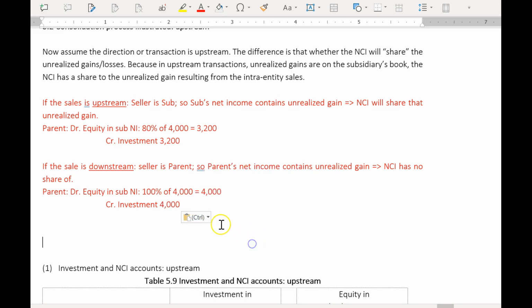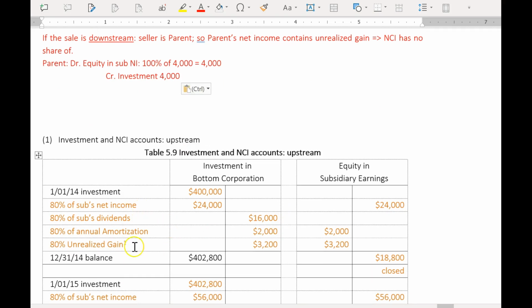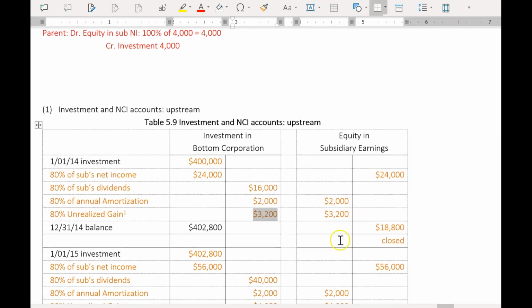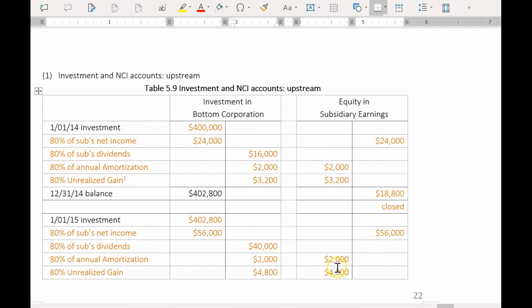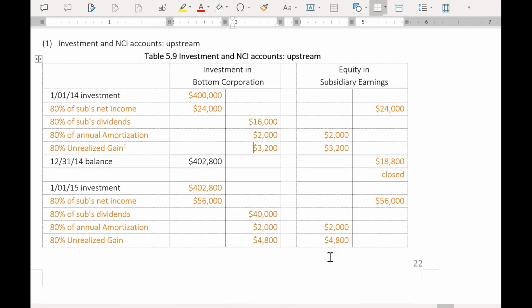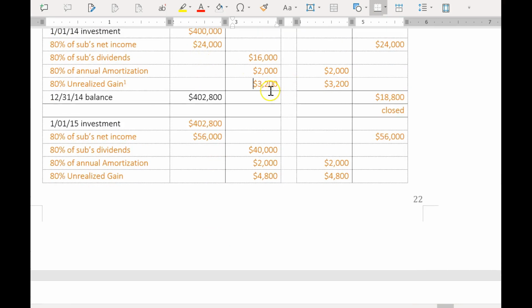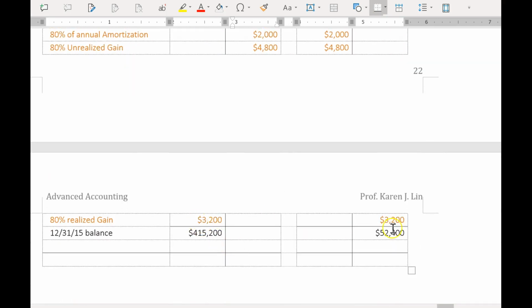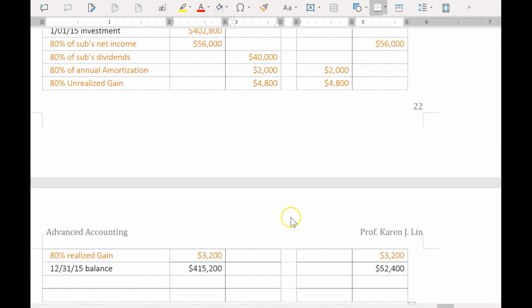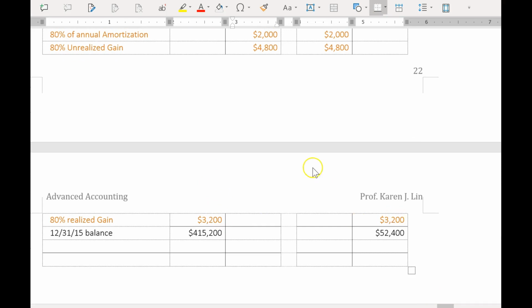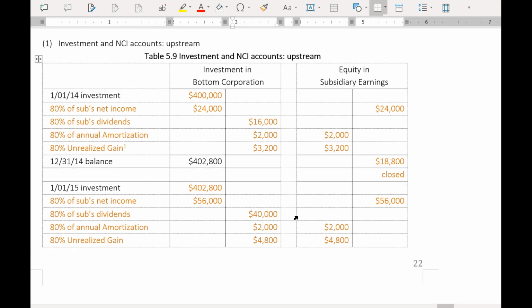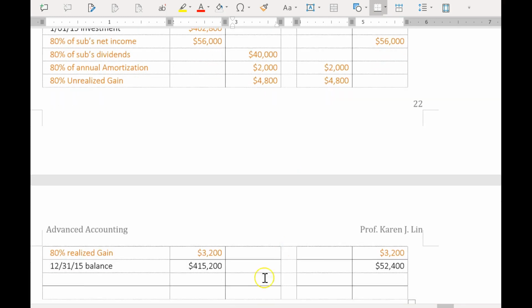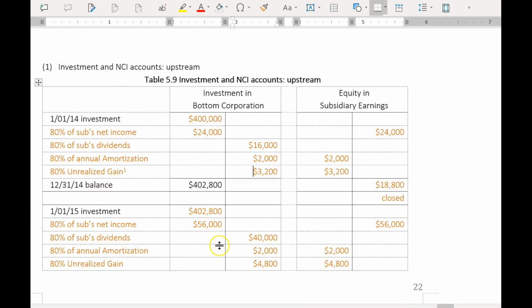Okay, so when you are reading my notes, you will realize that if it's upstream, the unrealized gain, the parent would debit equity net income and credit investment for 80%, that's 3,200. Next year, when it is sold, the parent will reverse what has been done last year. So it would debit investment, credit equity net income for the 3,200. So you will see that in 2015, the parent will reverse what has been done in 2014. In other words, the unrealized gain got deferred in the year it happened, but it will be reversed in the next year when the inventory is sold to the outsiders.